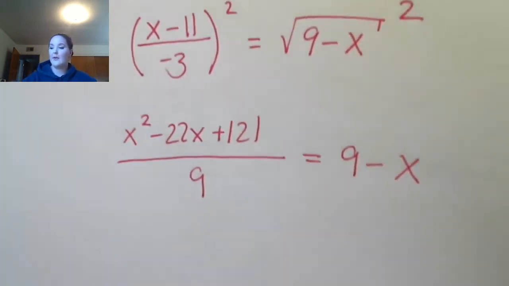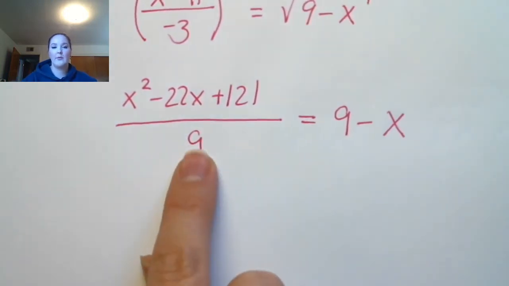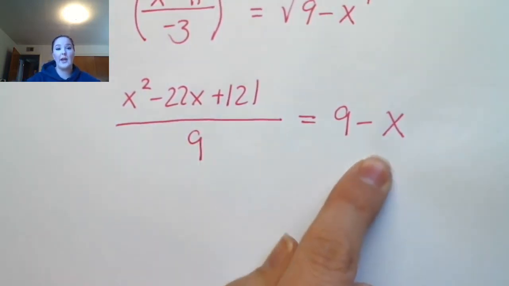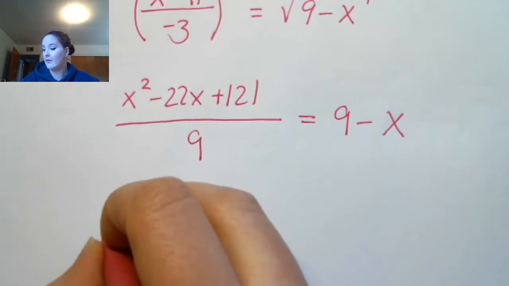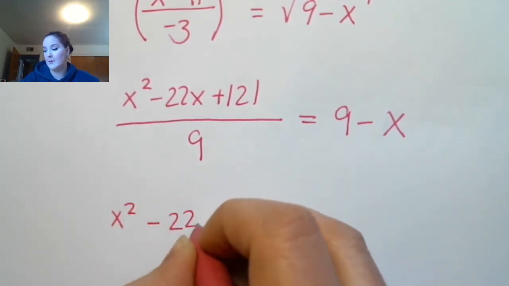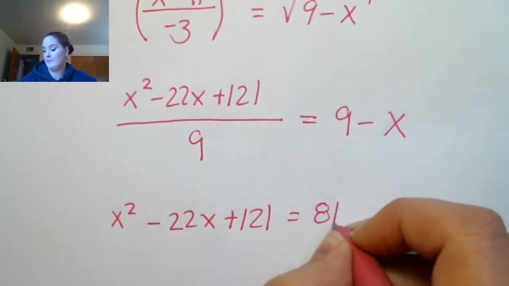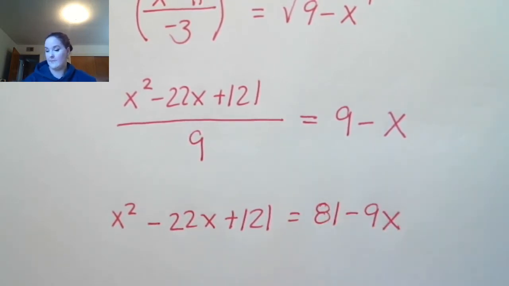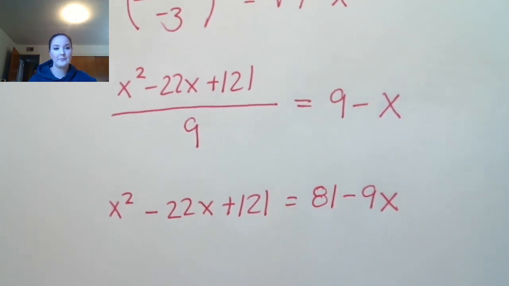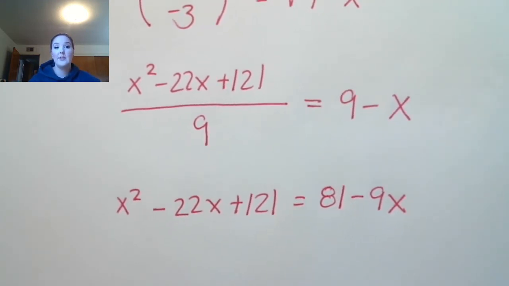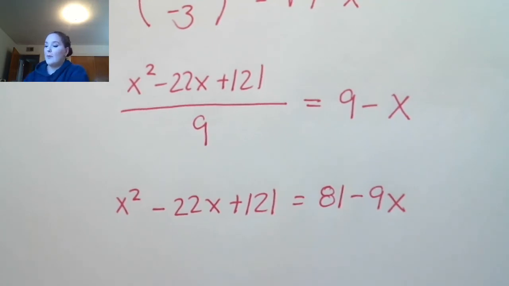Now, if I'm going to solve this, I really want to get rid of this fraction, so I'm going to multiply both sides by 9. So that was the first steps, and then those first steps repeated: isolate the radical, square it, isolate the radical again, and square it again. Now I'm going to finish solving.